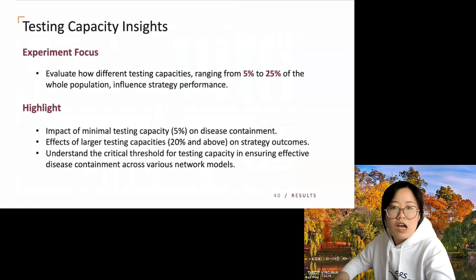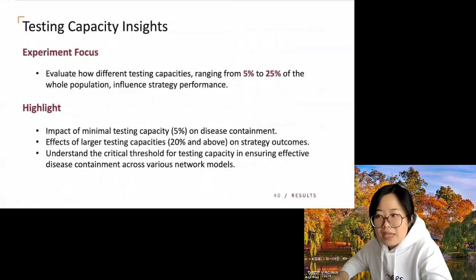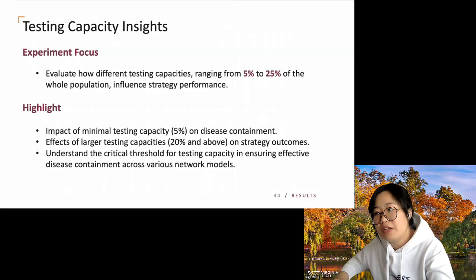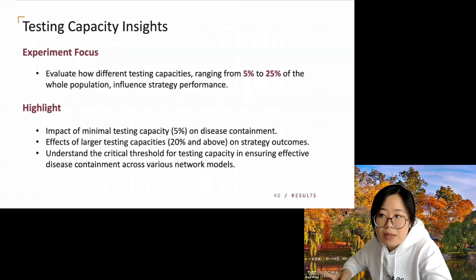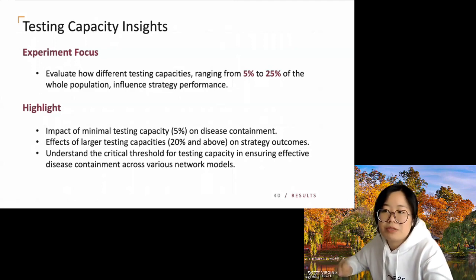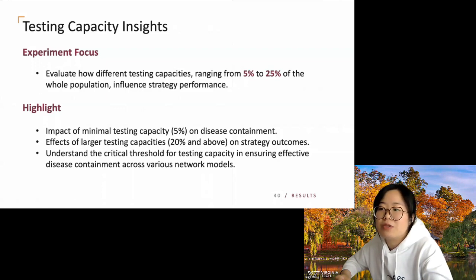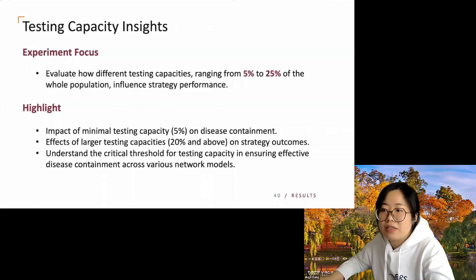Moving on to the next, we simulate various testing capacities ranging from 5 to 25% of the whole population to investigate how testing capacity affects strategy performance. Here we want to highlight number 1 is the impact of minimal testing capacity on disease containment. Number 2 is the effects of larger testing capacities on strategy outcomes. And we want to understand the critical threshold for testing capacity in ensuring effective disease containment across various network models.